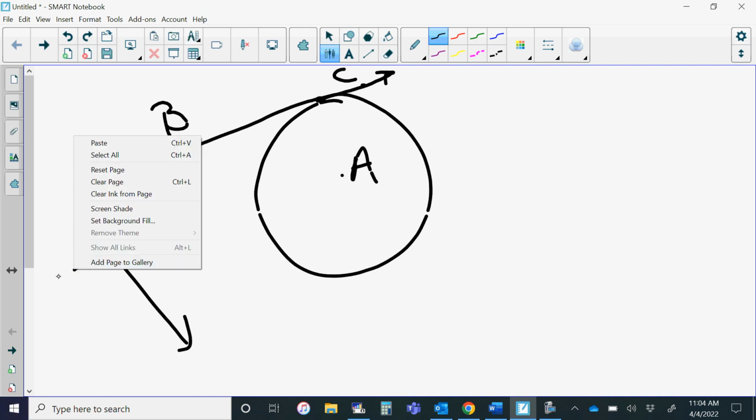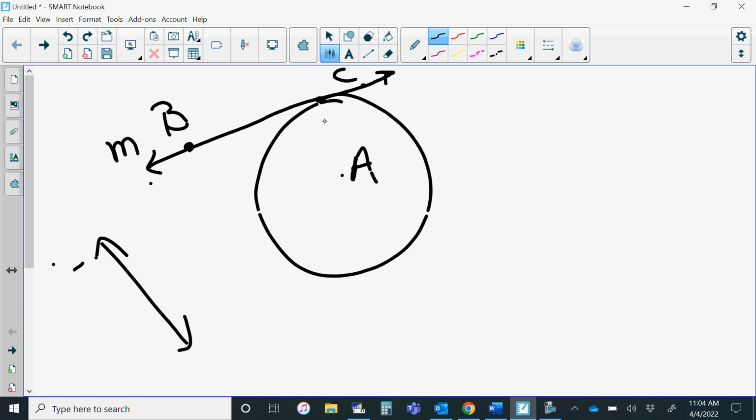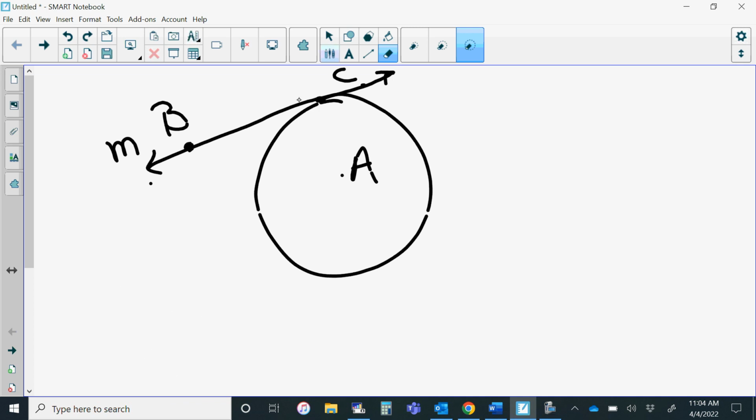And here is the fact that you need to know about a tangent line. A tangent line and the radius. Well, where's the radius? How will I know it's a radius? From point A, I know that's the center because I named it that. So point C, that would be a radius.